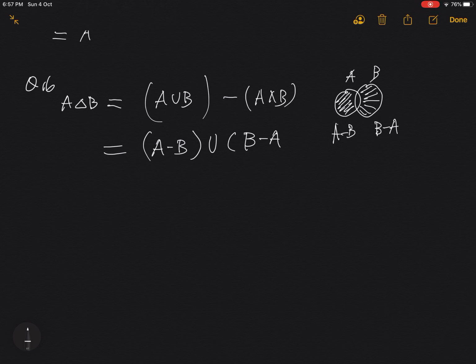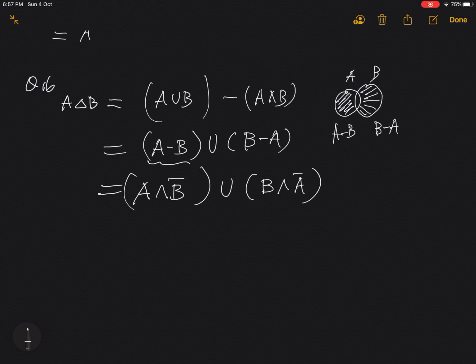So it also can be A minus B or B minus A. And also we need to recall A minus B is what? It is A and the complement of B, or B and the complement of A, right? So for the first question, we need to prove A delta B equals A by showing that each side of the equation is a subset of the other.